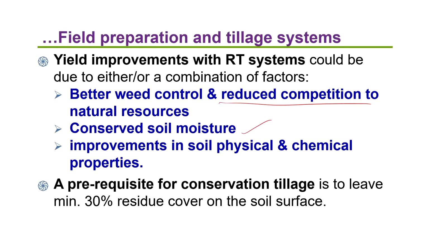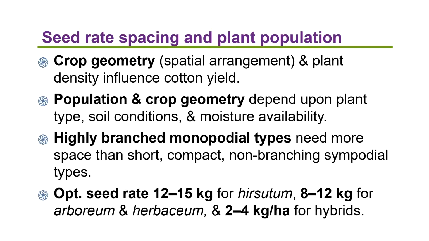A prerequisite for conservation tillage is to leave 30% residue cover on the soil surface. This point is very, very important for a student: you need to have about 30% soil area covered by the residues. Now, going to the seed rate and spacing and plant population of cotton crop.